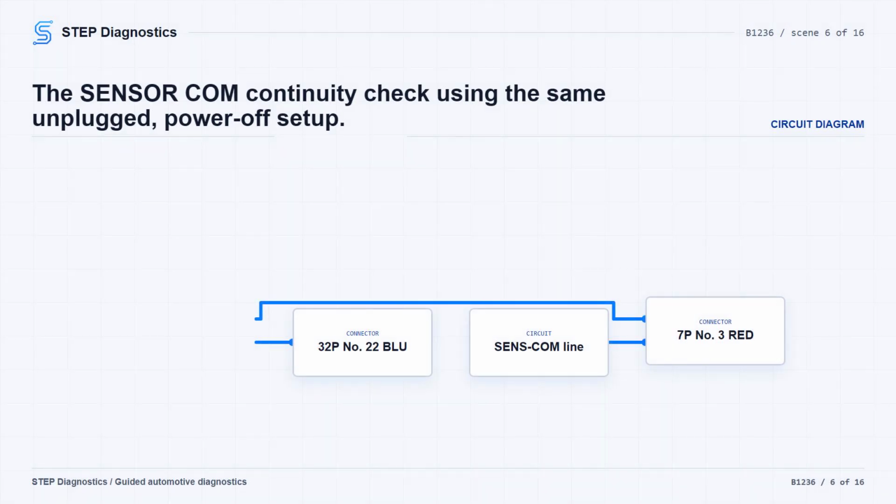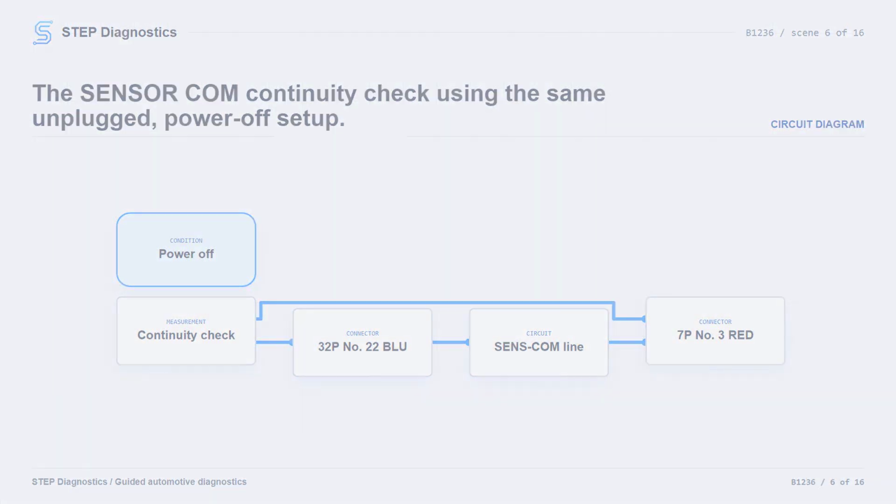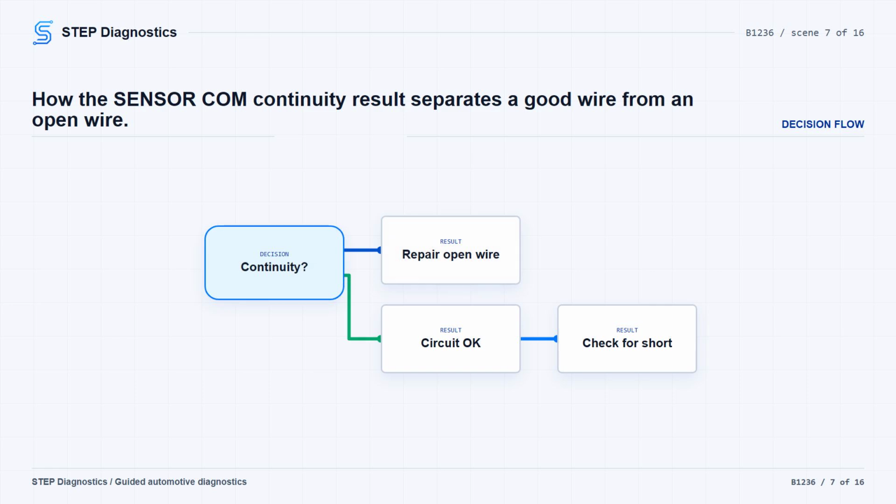If you do not have continuity, repair the open between the climate control unit and the passenger's air mix control motor. With the same connectors still disconnected and the vehicle still in LOCK (0) or OFF mode, check the sensor COM line. Measure continuity between climate control unit 32P connector no. 22 BLU and passenger's air mix control motor 7P connector no. 3 RED. If there is continuity, that circuit is okay and the next step is the short check. If there is no continuity, repair the open between the climate control unit and the passenger's air mix control motor.